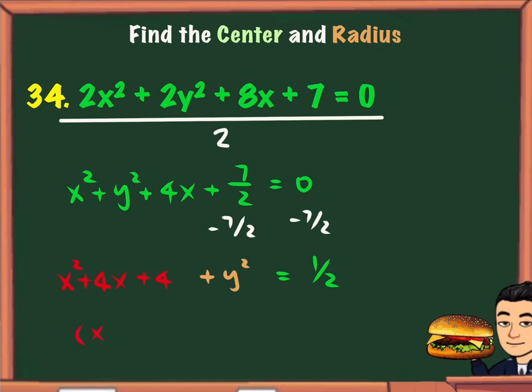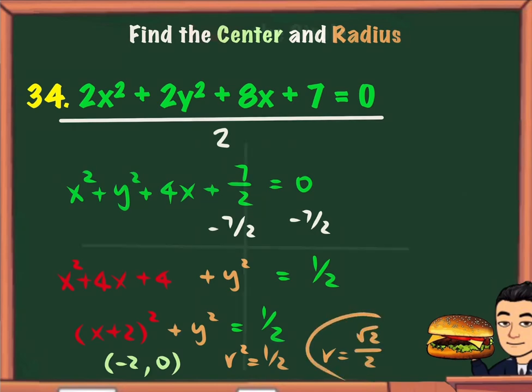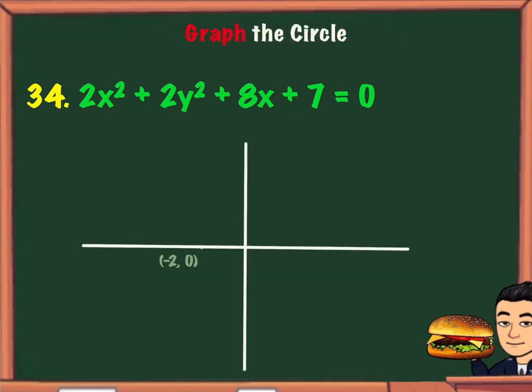You have x plus 2 squared plus y squared equals 1/2. Your center is at negative 2 comma 0. R squared equals 1/2. So r is going to equal square root 2 over 2. Now let's go ahead and graph this. This is your center, this is your radius, and here is your circle.